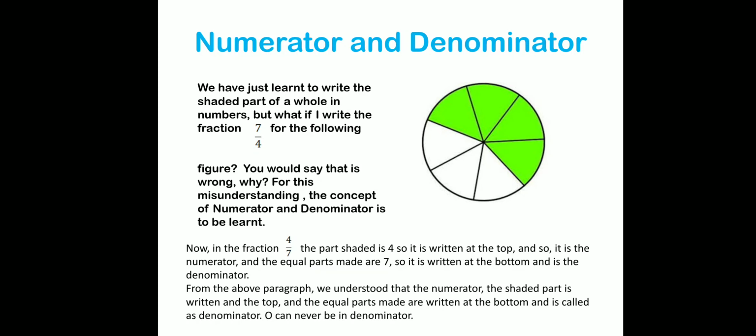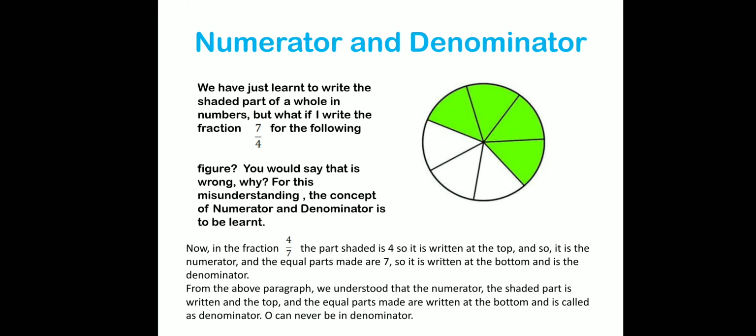Okay. So now in the fraction 4 by 7, the part shaded is 4. We can see here, right? This green little triangle, like I can say. Let's count how many are there. Okay. There is one beside this white, then one beside the green one. So it's 2. And then here also 2, 1, 2, 3, 4. 4 are there, right? So it is written at the top. 4 is written at the top. And so it is called the numerator. Okay, so from this sentence we understand that the number written at the top is the numerator and is the number of the shaded part.